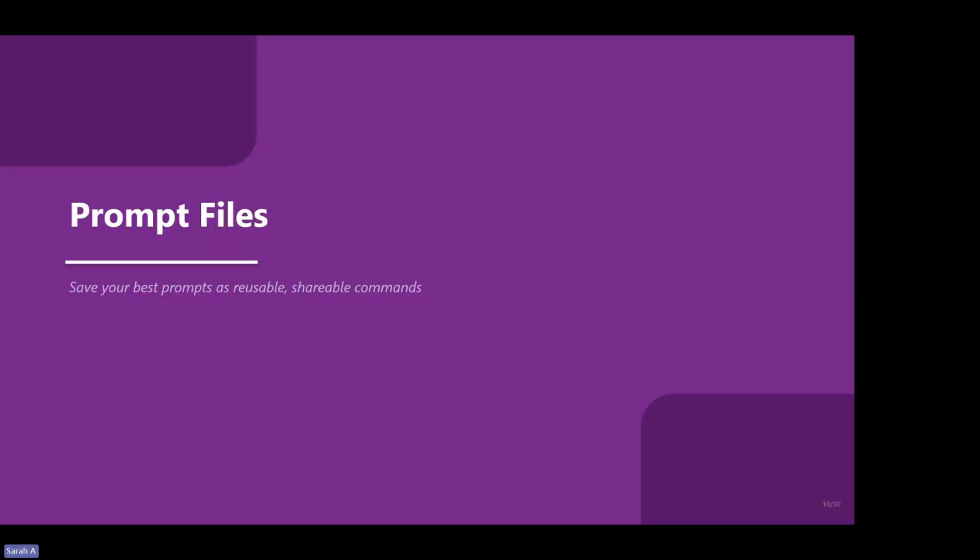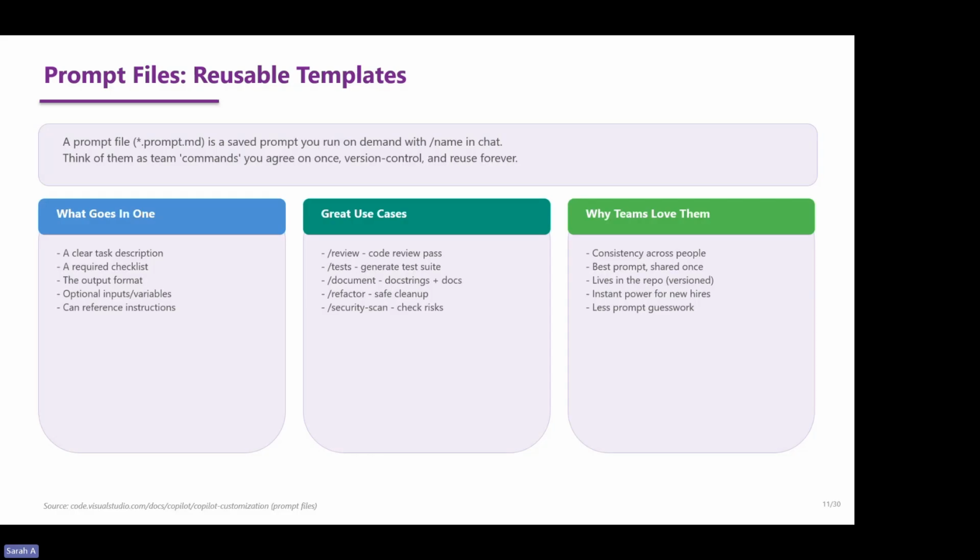So instructions, as I mentioned earlier on, they are like silent, always on rules. Now we go from silent rules to something more like commands, like a prompt file. These are the templates you can call on demand whenever you want a specific kind of help. And what do I mean by that? So what is a prompt file?